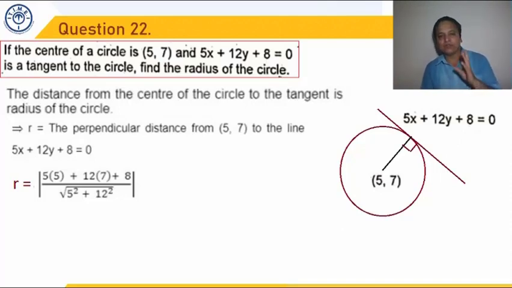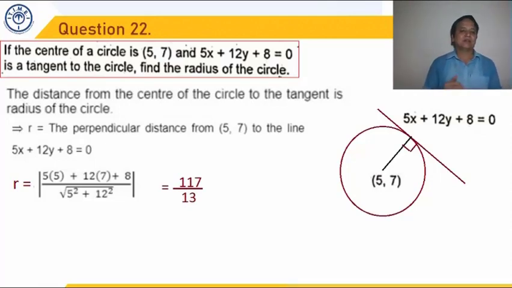Numerator is 5 into 5. In place of x we put 5 plus 12 into 7 plus 8. 12 into 7 is 84, 5 into 5 is 25 plus 8, and 13 is in the denominator. So in the numerator we got 117 and in the denominator we got 13.